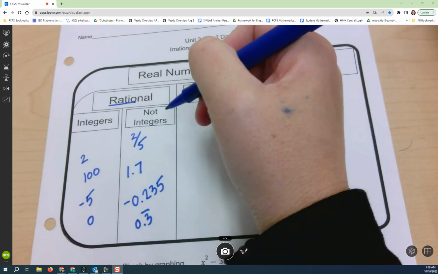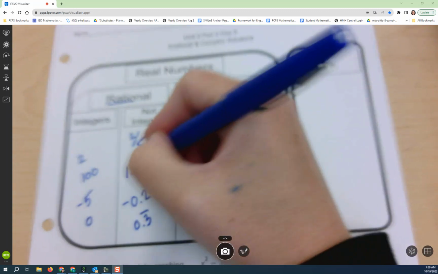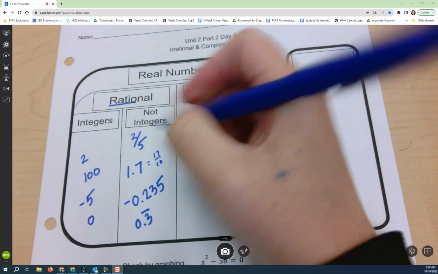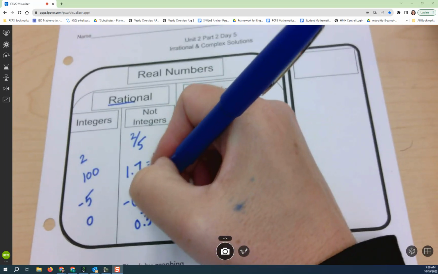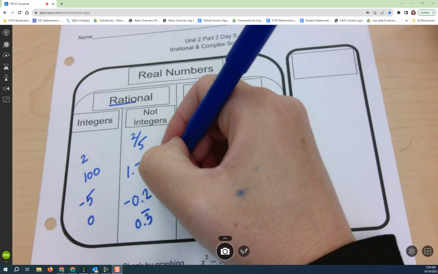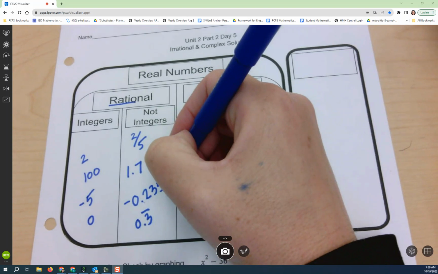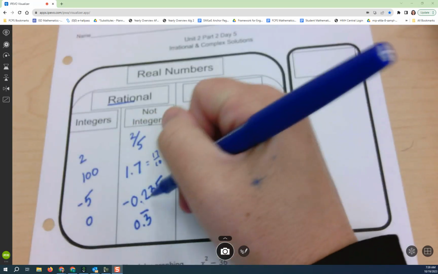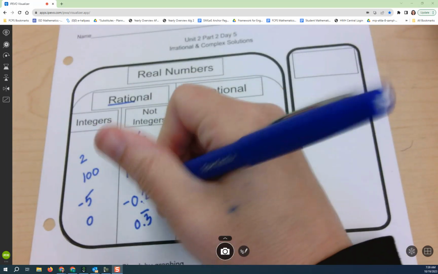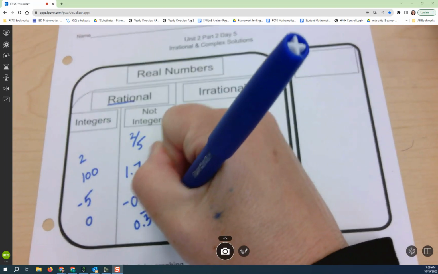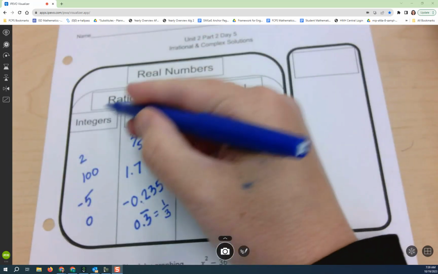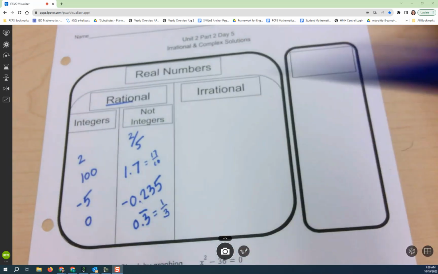So 2/5 is obviously already a ratio. 1.7 is the same as 17/10, so that could be a ratio. Any number that's a decimal can be a ratio by putting it over its place. So that's 2/10, 23 hundredths, 235 thousandths. So this would be -235 over 1,000. And this decimal right here, 0.3 repeating, is the same as 1/3. So anytime you can make the number into a ratio, it is a rational number.